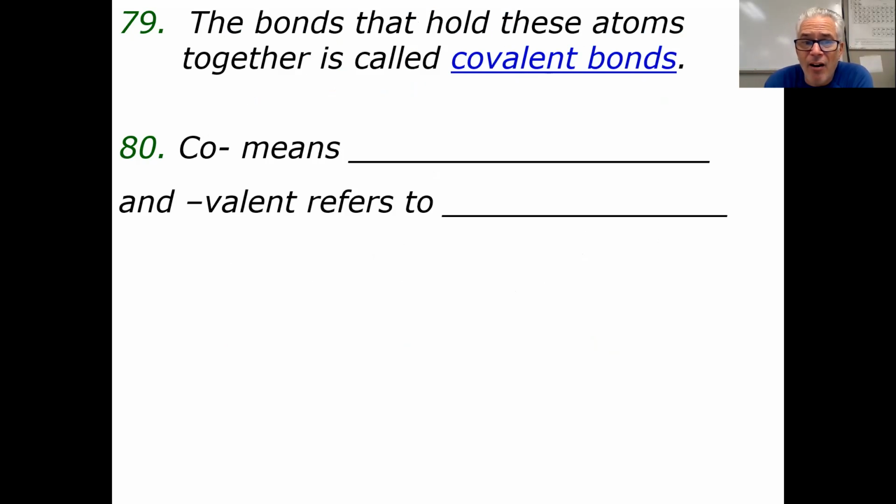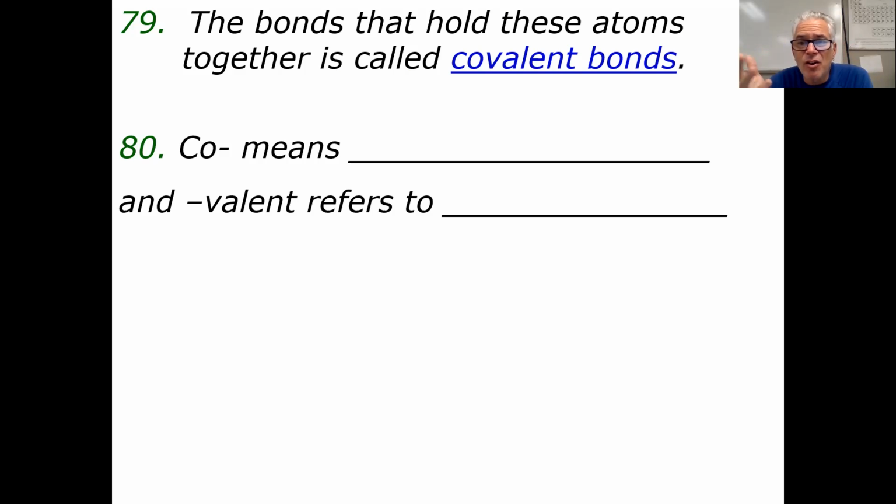Co means to share, like you're the co-captain of the ski club. That means you and your friend are in charge of getting everybody to sign up. Hopefully we'll have a ski club this year. Valent, the valent part, means the outermost electron layer. You're going to share only your outermost electrons. You don't share the inside electrons. They don't bond, only the outermost.